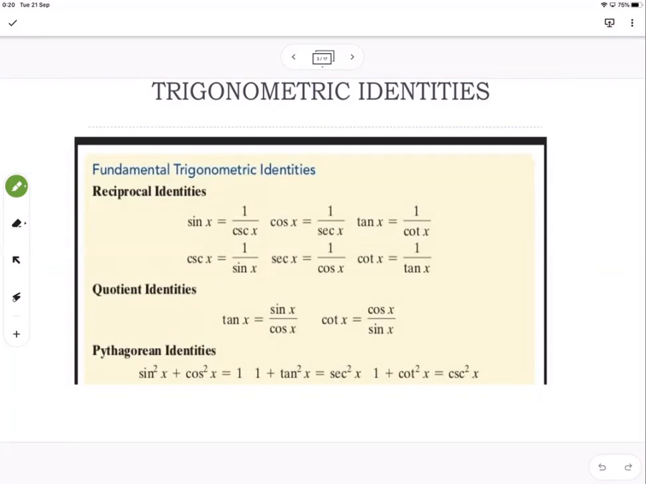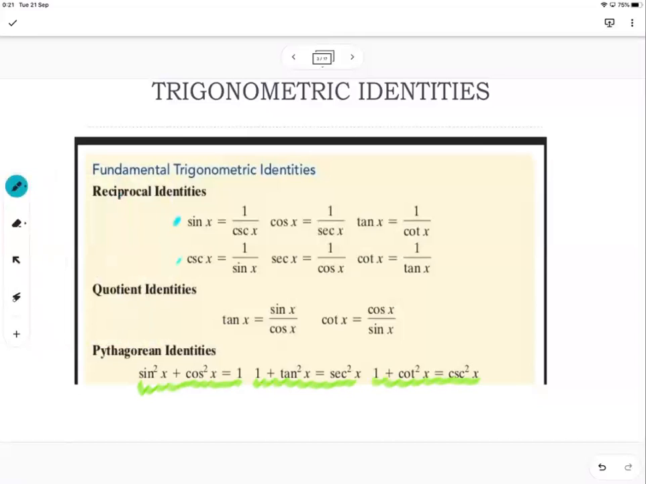Okay? Quotient identities, we have tangent and cotangent. Tangent of x is sine over cosine of x, and cotangent is the reciprocal, cosine over sine. Since tangent and cotangent are reciprocal identities, okay? And finally, we have the Pythagorean identities. Sine squared plus cosine squared of x equals 1, 1 plus tangent squared equals secant squared, and 1 plus cotangent squared equals cosecant squared, okay? We have these 3 Pythagorean identities that you were using in 4th semester.